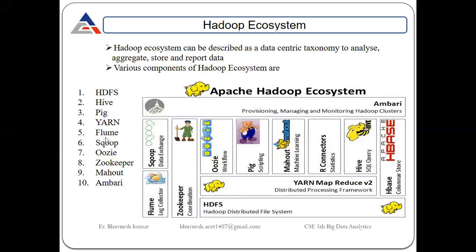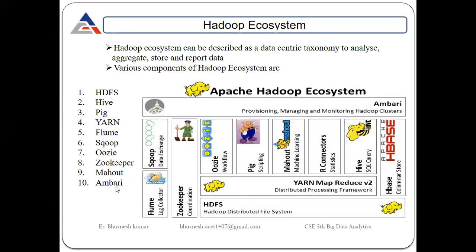Yarn is there. Flume is there, here it is Flume, for your log collector. Then Sqoop is there. Sqoop is used for your data exchange. Then Oozie is there, which is used for your workflow. Zookeeper is here, coordination will be maintained by your Zookeeper framework. Then Mahout is there, that is a machine learning concept.